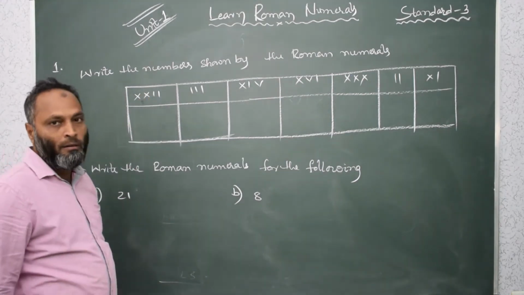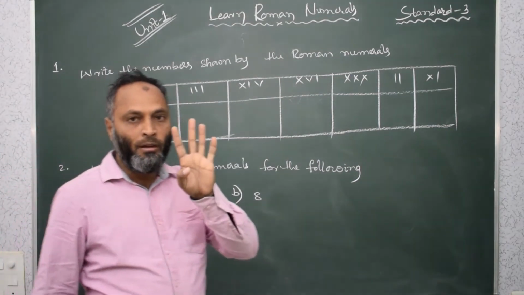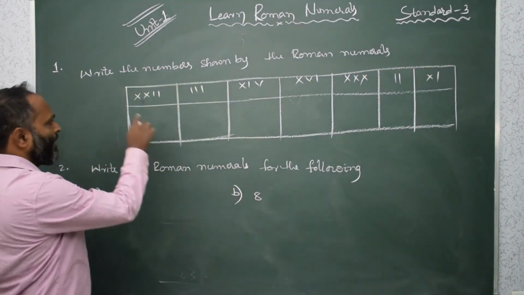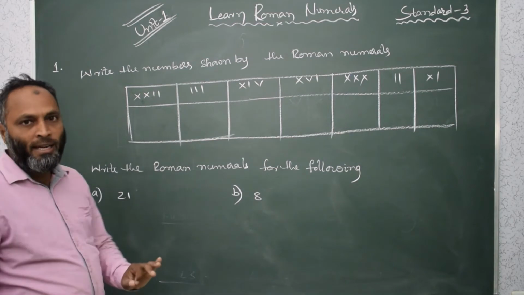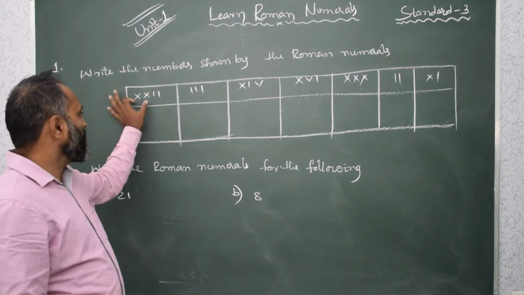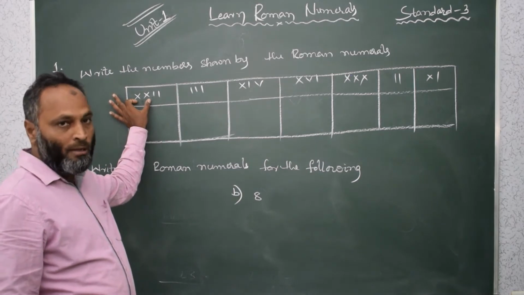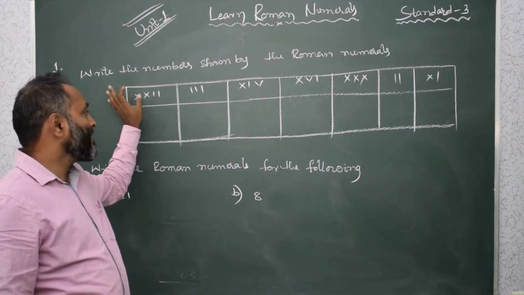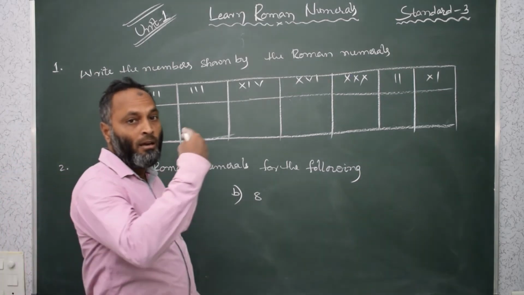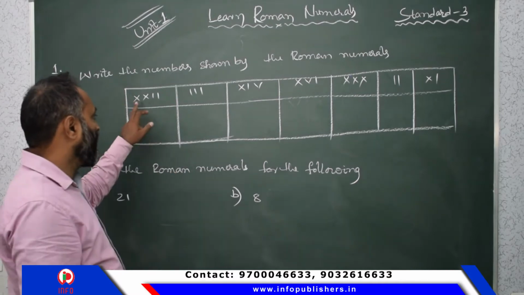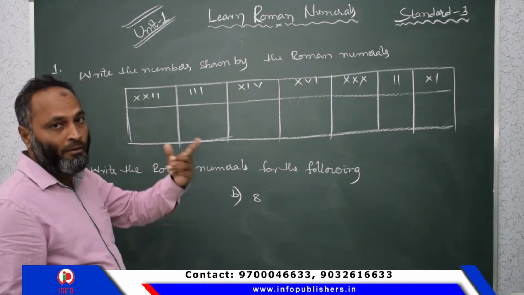Here, according to our rules, we have a total of 4 rules. According to those 4 rules we have to follow and write. First, what is there? Here X and X repeat twice, and I and I. These two are bigger Roman numerals and these two are smaller Roman numerals. The smaller Roman numerals are on the right side of the bigger Roman numeral, so we have to add. Then here it repeats also, so we have to add.